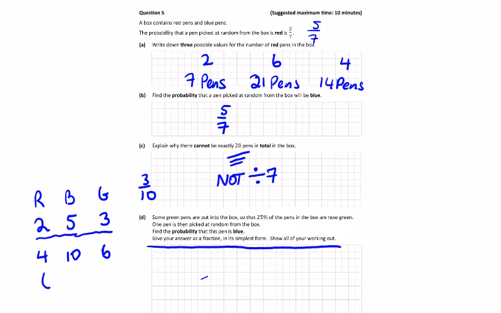21 pens will be 6, 15. So he's 21. So for 25% of them to be green, we'd need to have 20. We could have 7. Could we? 7 will bring us up to 28. 7/28. That would work. That will work. So we go back to the first one.